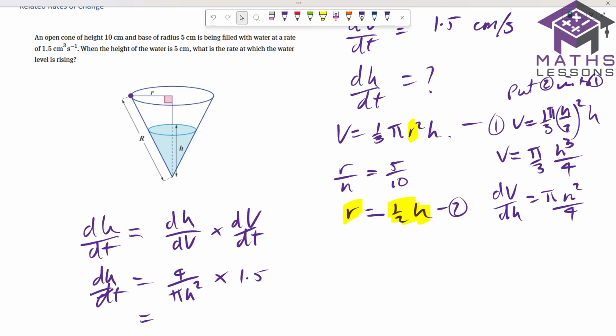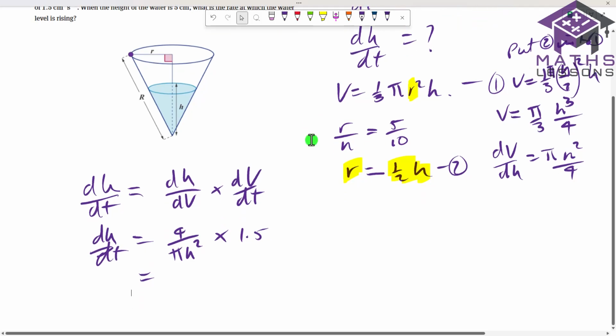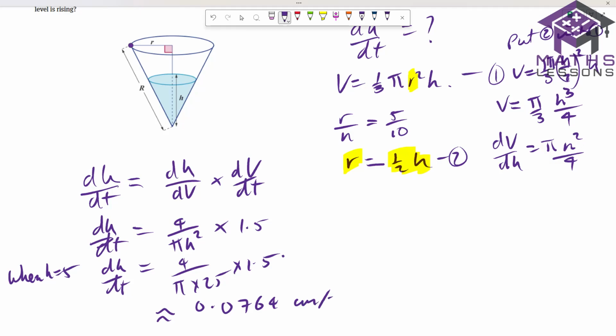Now, we want to know what that is when the height is 5 centimeters. So when h equals 5, dH by dt will equal 4 over pi times 25, times 1.5. And that comes out to be roughly equal to 0.0764 centimeters per second to 3 significant figures.